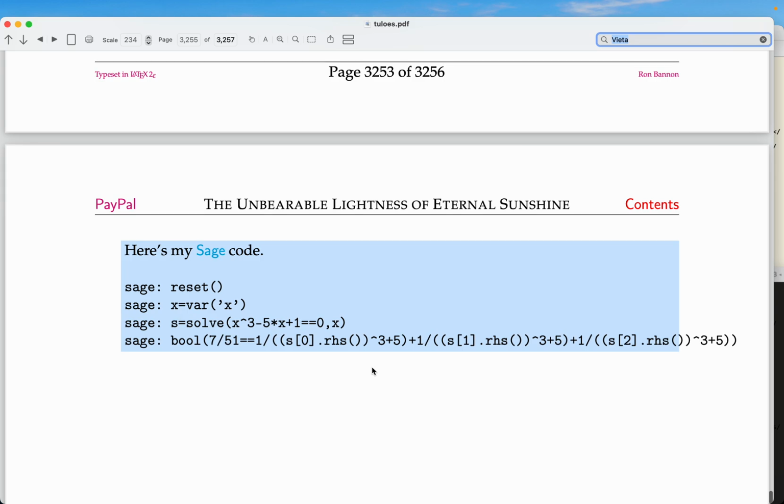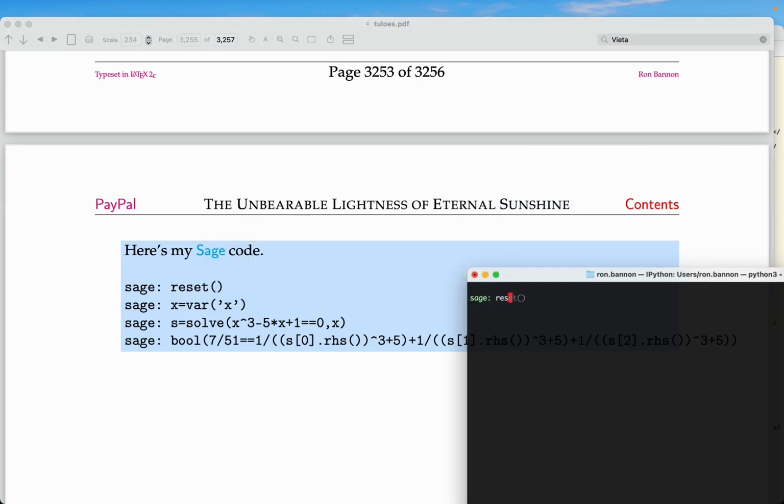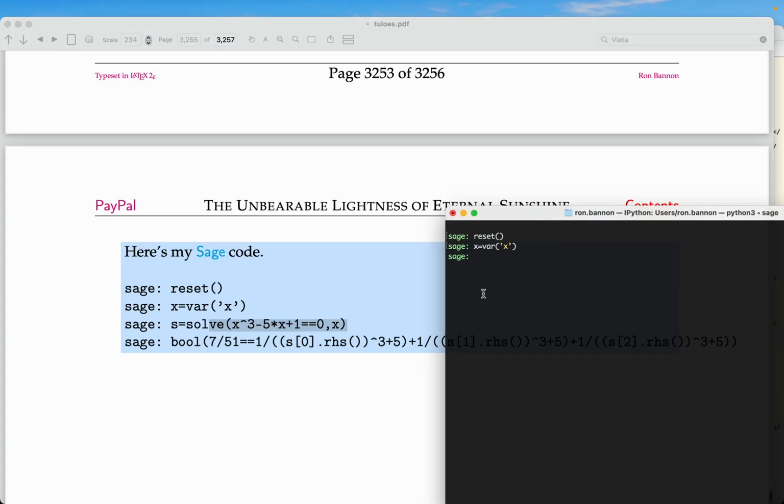I wanted to check it using Sage. Let me do that and reset. Defining x to be a variable, and then I'll do a copy paste over here, and I'll explain what the copy paste is. Whoops. Give me one second.